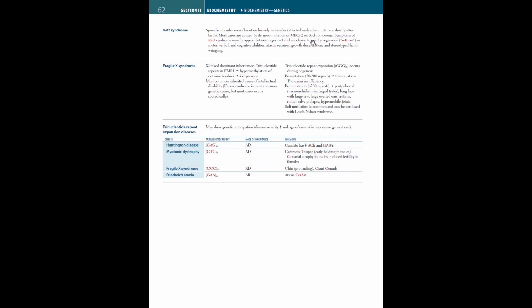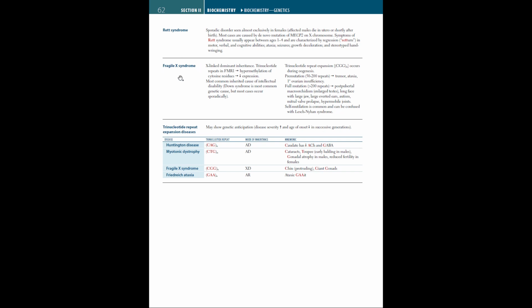These symptoms are characterized by regression in motor, verbal, and cognitive abilities, ataxia or seizures, growth deceleration, and stereotyped hand wringing. It is also noticed that in Rett syndrome, patients usually have prolonged QT syndrome. And the diagnosis for Rett syndrome is the gene test of MECP2.